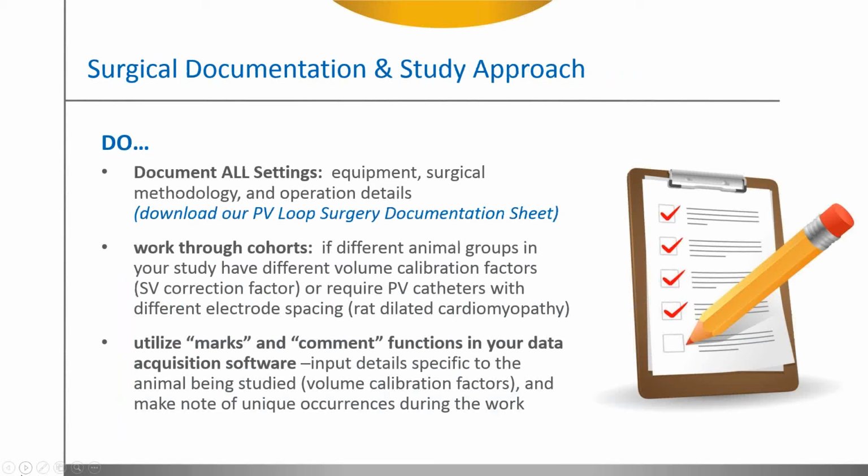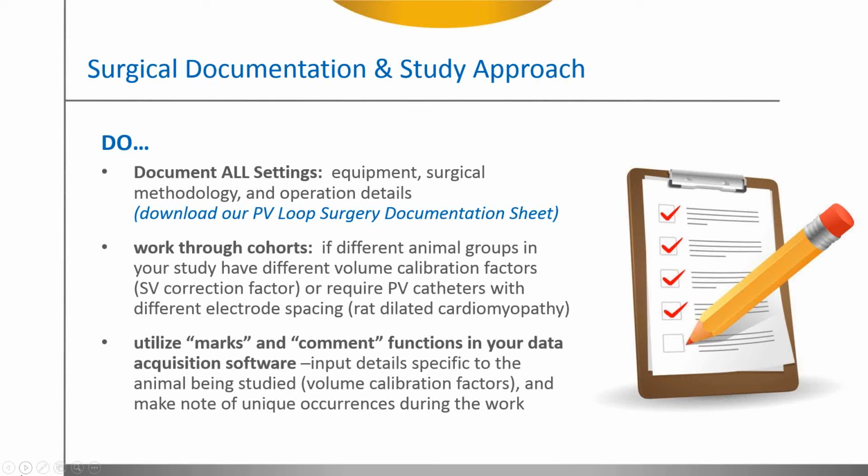It's about surgical documentation. We have created a PV document sheet which can be downloaded from the website after this session, and it's in an Excel sheet version. In this document, we basically say, please write the surgical methodology and operation details. Work through the cohorts if possible. If different animal groups have, for example, different volume calibration factors, SV correction factor, or require PV catheters with different electrode spacing, just write it down in this document.